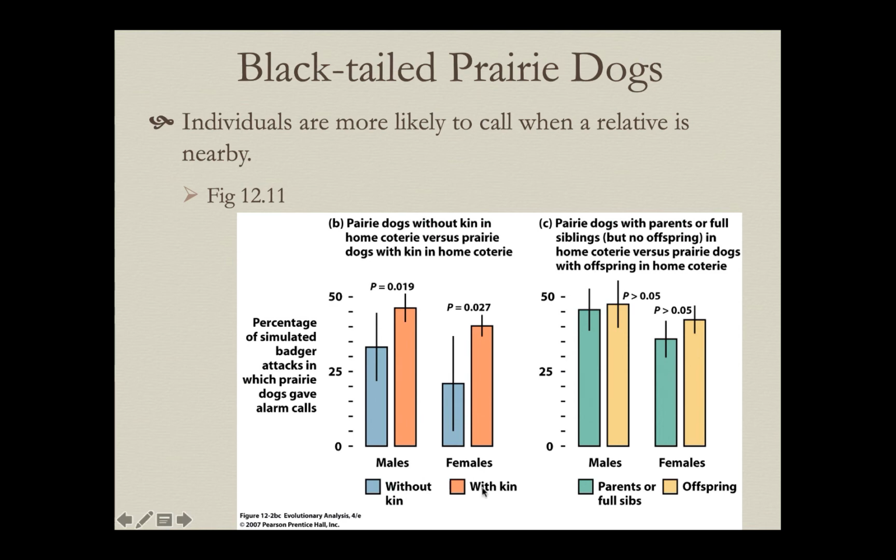So the first example here was just talking about how they behave if they have kin versus non-kin nearby. Well, do they treat parents and full siblings differently than offspring? Because remember, your direct offspring have the same relatedness to you as your parents and your full siblings. And it turns out that both males and females don't treat them differently. They're just as likely to call for their own offspring versus their parents or their full siblings. There's no significant difference between these columns for males and females.